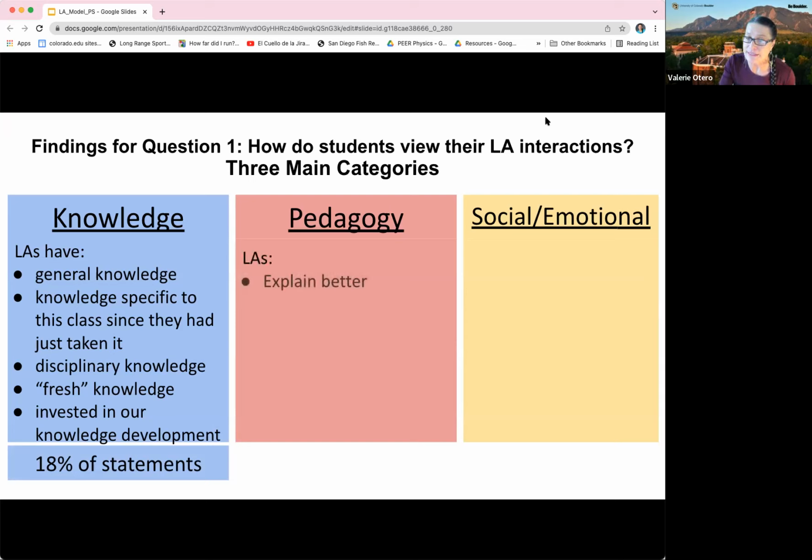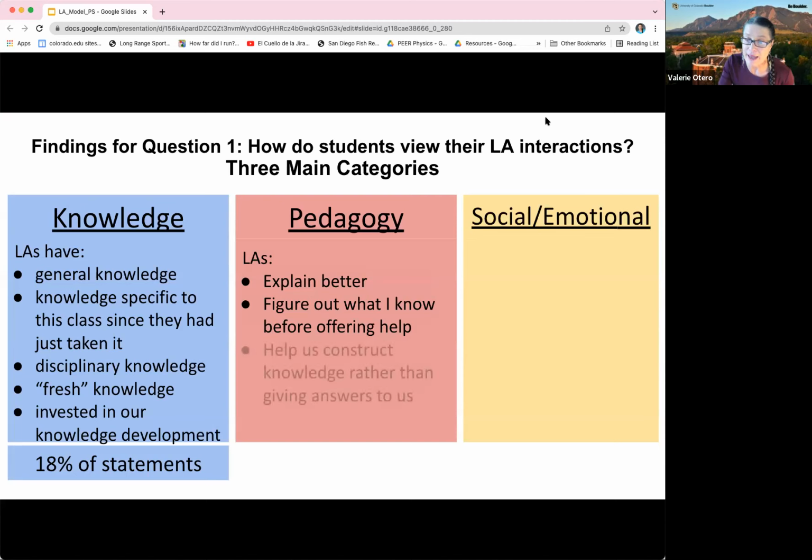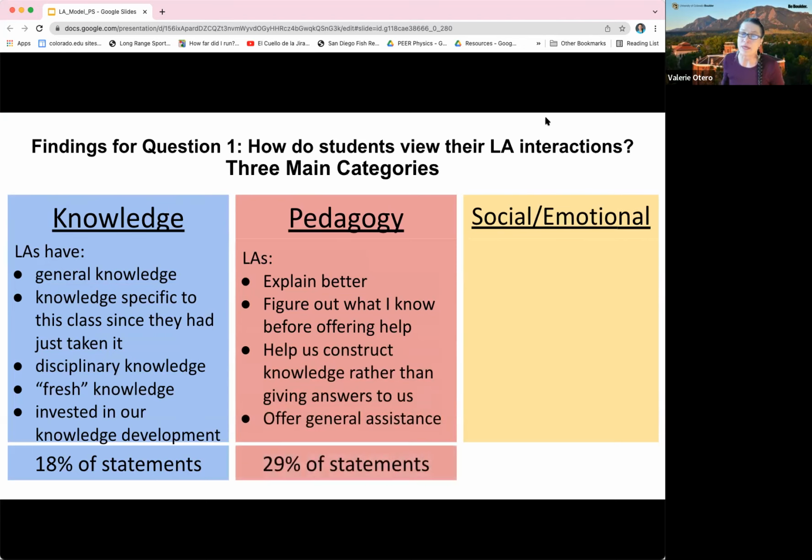In pedagogy, they said LAs explain better. They find out what I know before offering help. They help us construct knowledge rather than giving answers to us, and they offer general assistance. And 29% of the statements fell into that category.